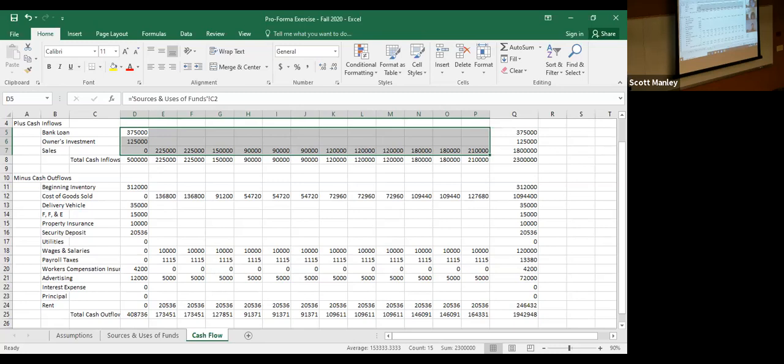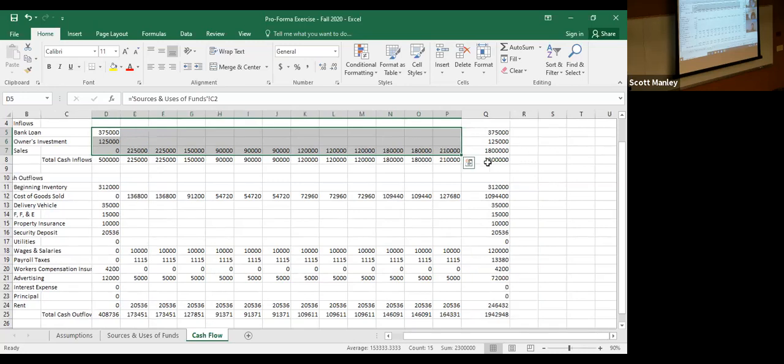Okay? If that does not match what's in your total column, and it does, right? I'm saying that all of this stuff here has to match that right there. Okay, because if we're summing down and then summing across, shouldn't it be 2.3 million? Shouldn't it be the same? Okay. So now we've got our total cash inflows. Okay.